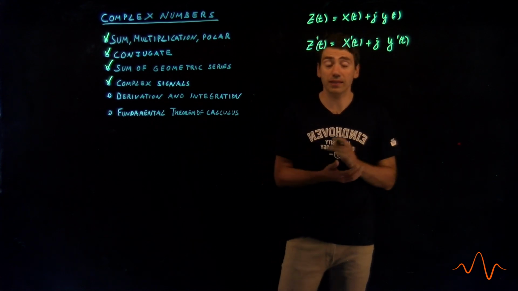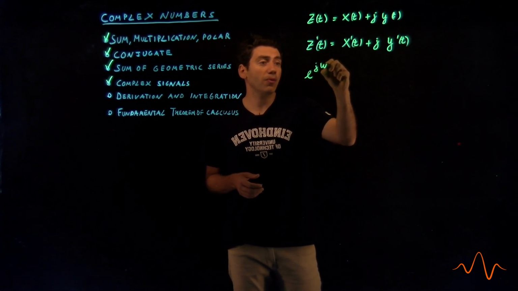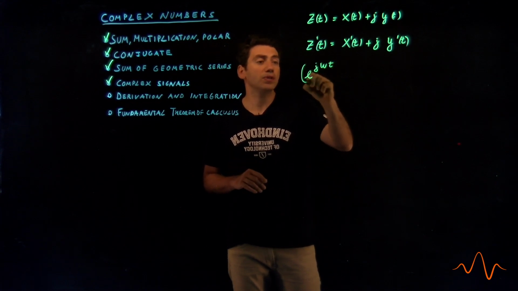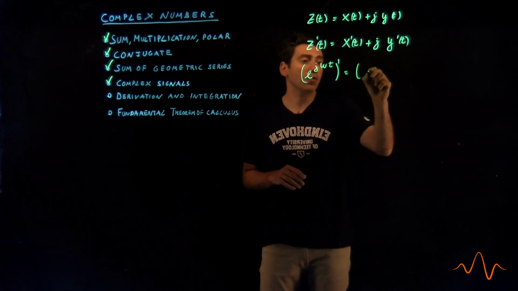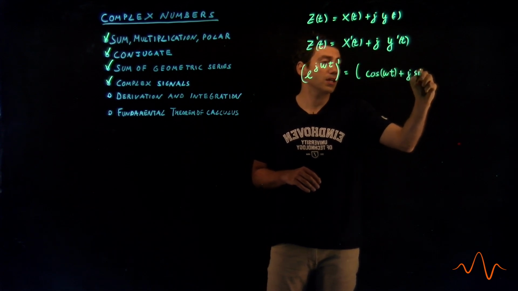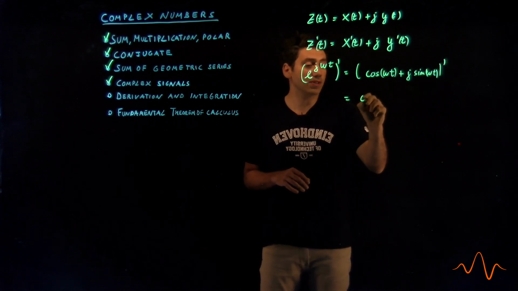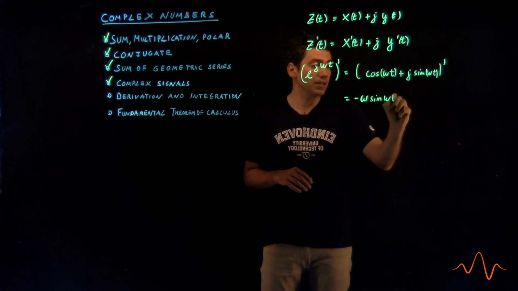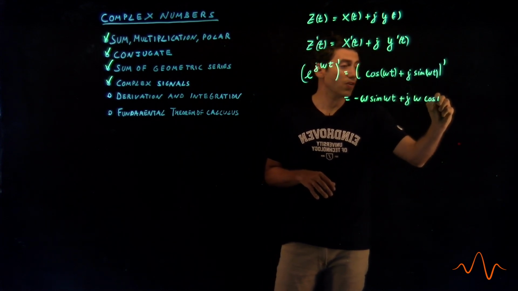Suppose that we have the signal that is clearly the most interesting for our course, e to the power of j omega t. Omega is a constant, is fixed. Now we want to take the derivative. We can apply this to say, well, I know that the real part of this is cosine of omega t plus j sine omega t, that's the imaginary part. If I want to take the derivative of this, I can simply take the derivative of the real part, which is minus omega sine of omega t, plus j, the derivative of the imaginary part, which is omega cosine of omega t.